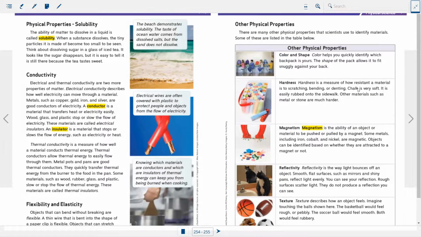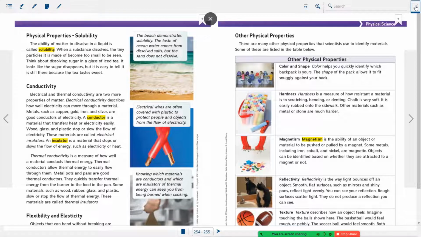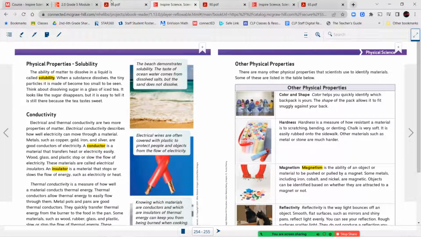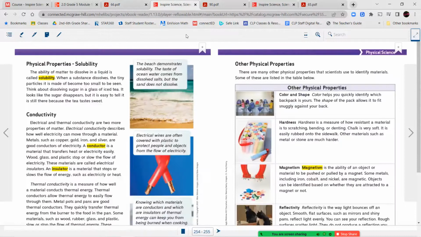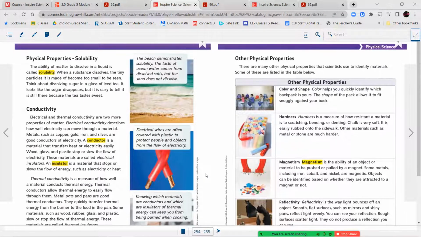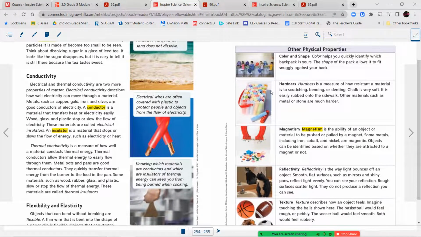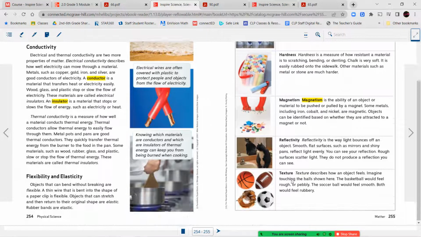Okay, so now that we've taken a look at these two reading pages, we can go back and start answering our questions. What are some properties of matter that can be identified without testing or measuring? So something you can just identify by basically looking at it. Color and shape, actually mainly color and shape, reflectivity and texture. Those are easy to identify.